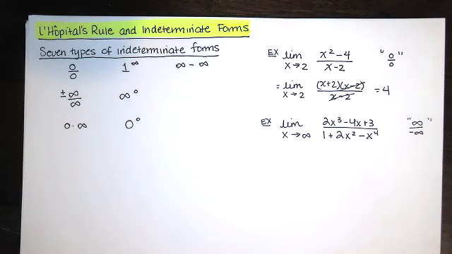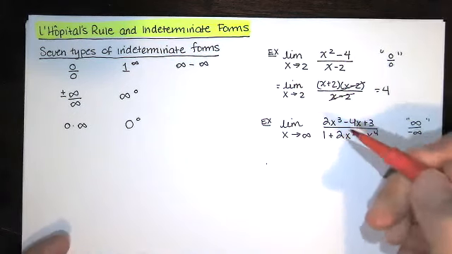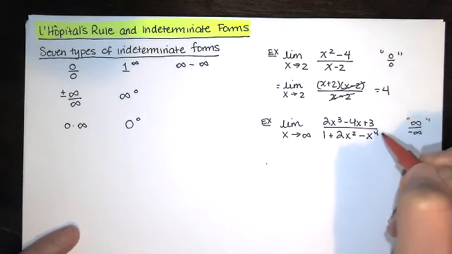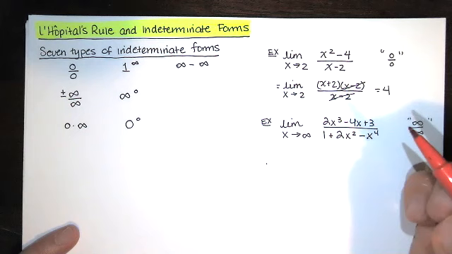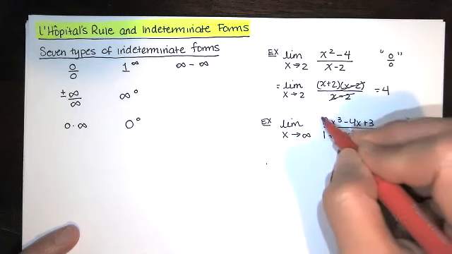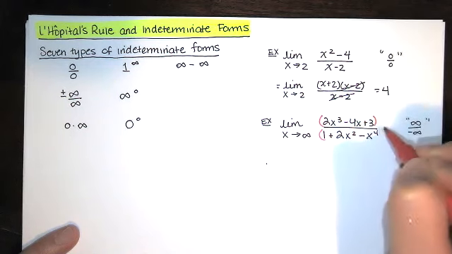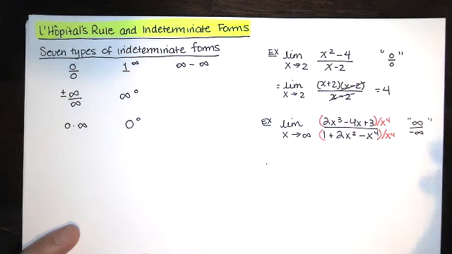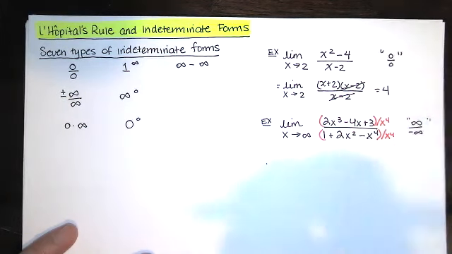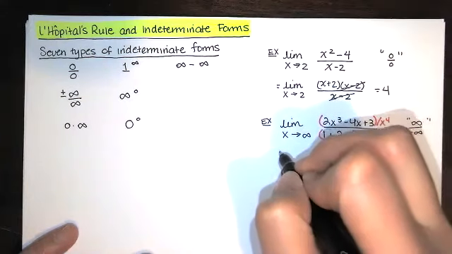But we had a method for dealing with that. If we've got a polynomial over a polynomial, we can divide by the highest power of x in that denominator. It's really just dividing by the dominant term, like that's the idea. And if we do that, that will get rid of that infinity over infinity indeterminate form.